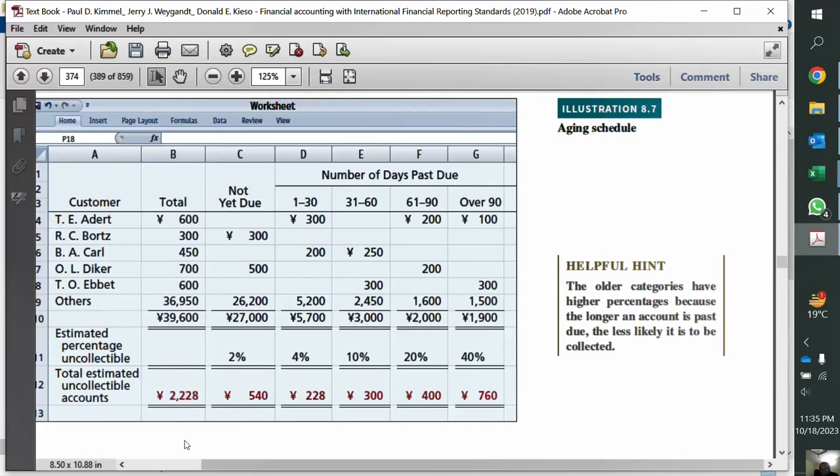So now again, by how much amount should we make the entry? Not by 2228. We should see what the existing balance is in the allowance for doubtful accounts, allowance for bad debts account. If there is some existing balance, then that has to be adjusted. So if there is an existing credit balance, then that will be deducted from this because we need this much credit balance. Say there is already 228 credit balance, so we will record the entry by 2000.